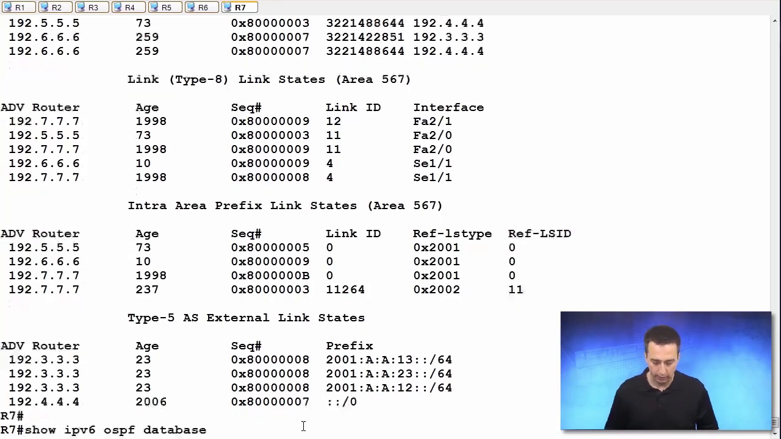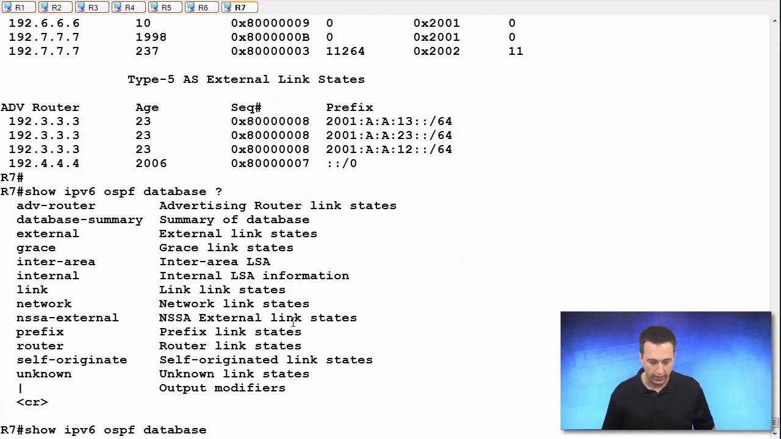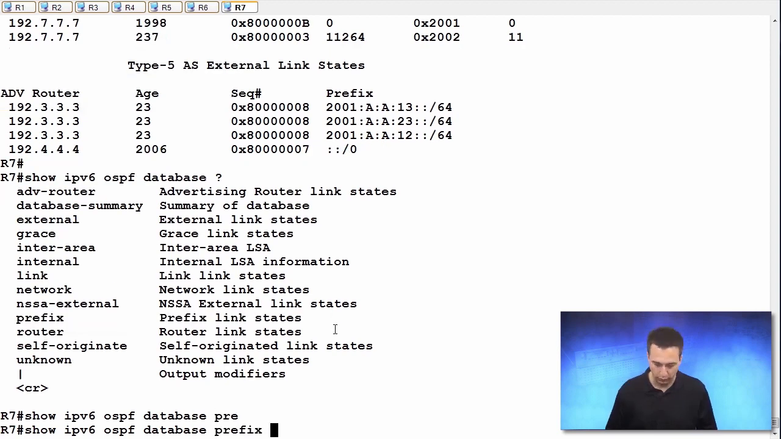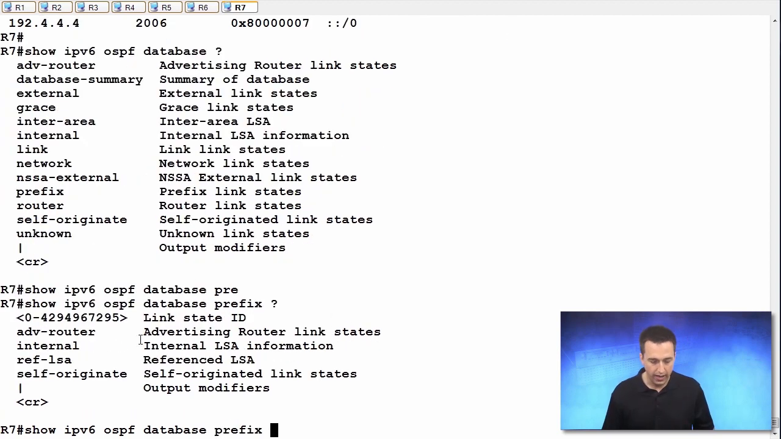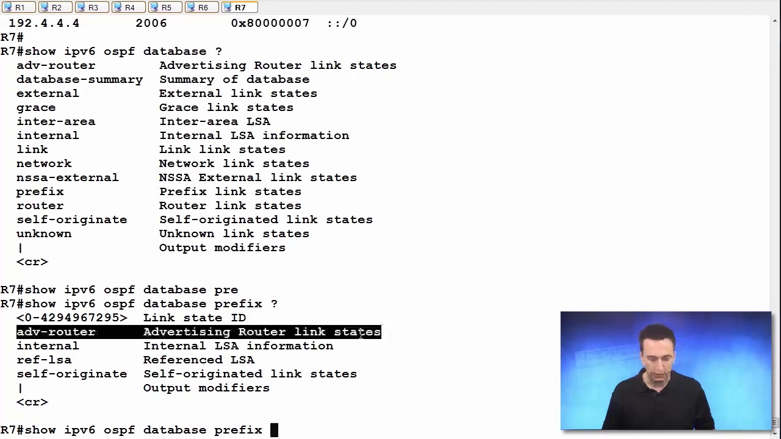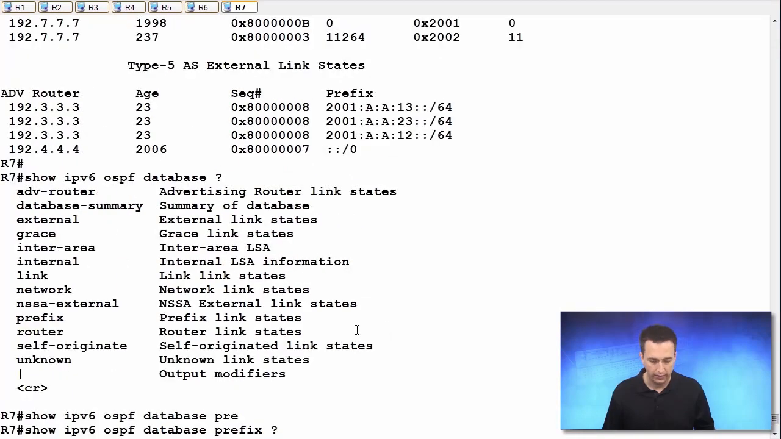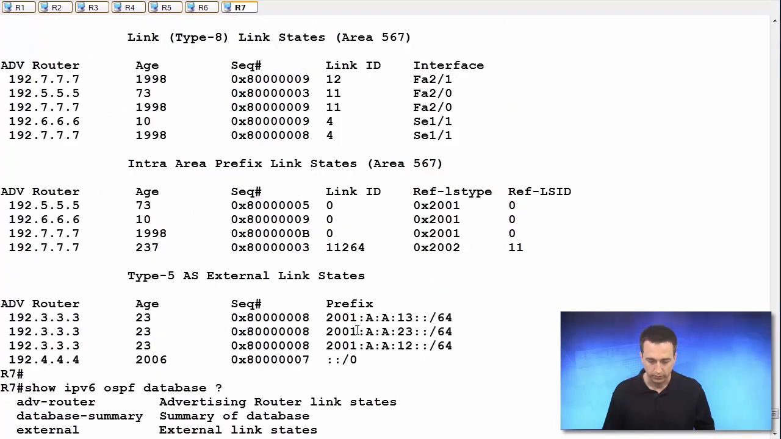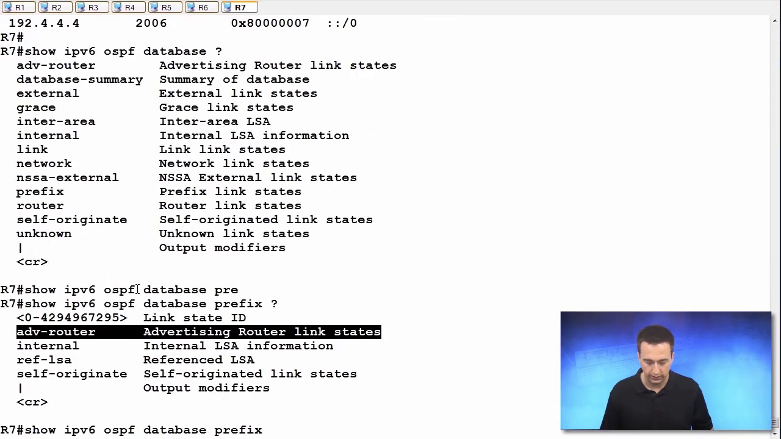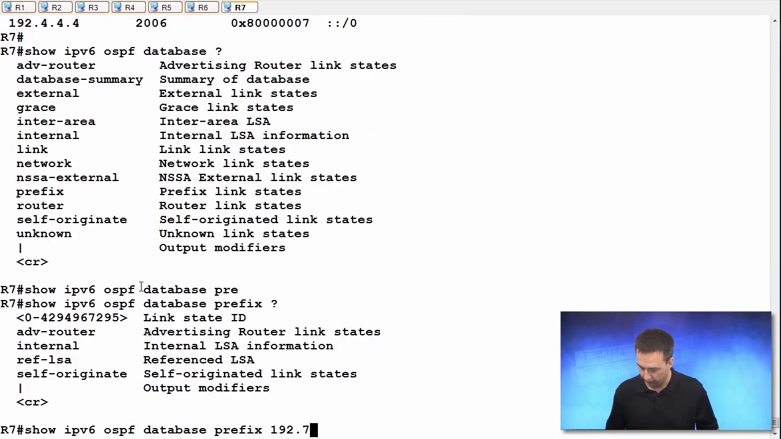We'll type in show IP OSPF database. And now in this case, we are looking at what type? We're looking at a prefix link state. So we're going to type in prefix. And then, who is the advertising router for this particular prefix link state? Let's just go ahead and take a look at R7 again, so our own. So 192.7.7.7.